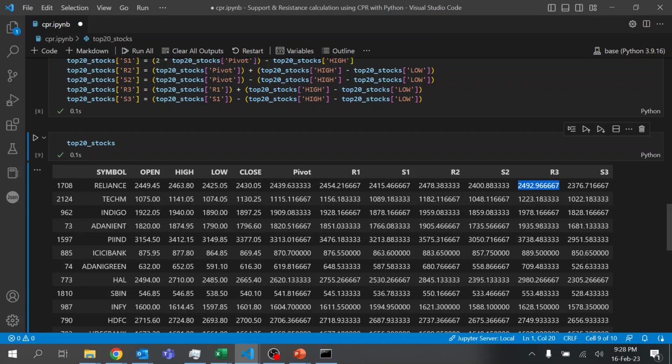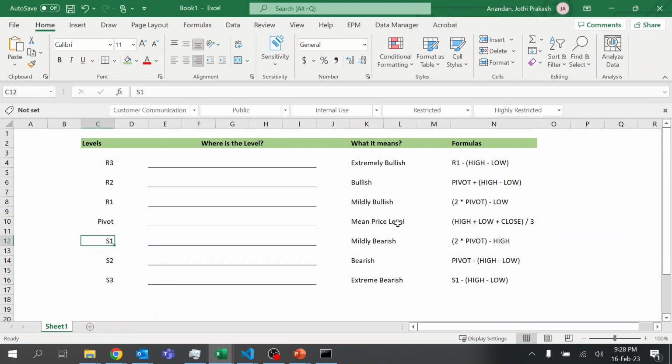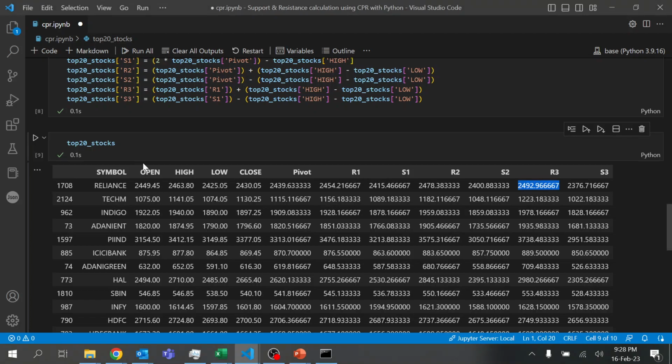Now based on these data, I, as a trader, will be able to understand when it breaches R1, R2 or R3, I will know what the stock is up to, whether it is bullish or bearish. So the most important data points are calculated over here. The next thing is quality control, which is nothing but QC.